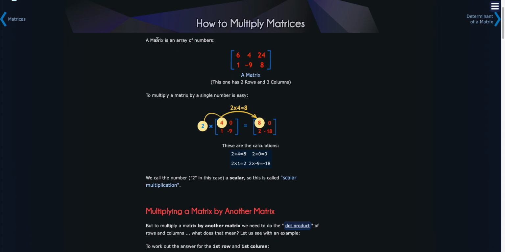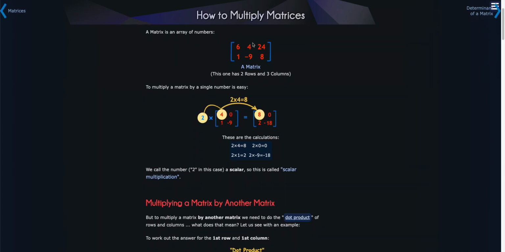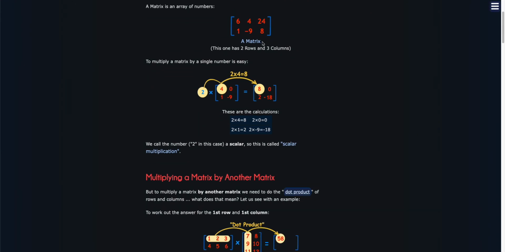And you can see here a matrix is an array of numbers, which we already have. To multiply a matrix by a single number is easy. You multiply each element of that matrix with the number that you want to multiply, and this number is called a scalar. So you multiply 4 by 2, you get 8, 2 by 0, 0, 2 by 1, 2, 2 by -9, -18, and that's your matrix multiplication done.